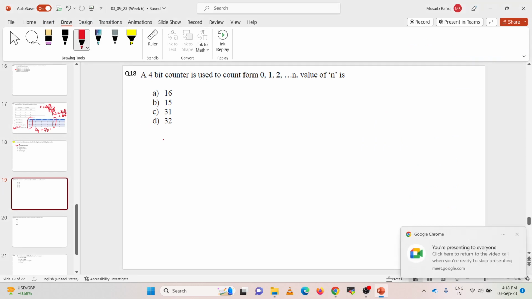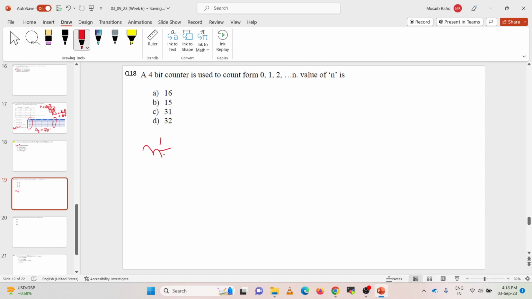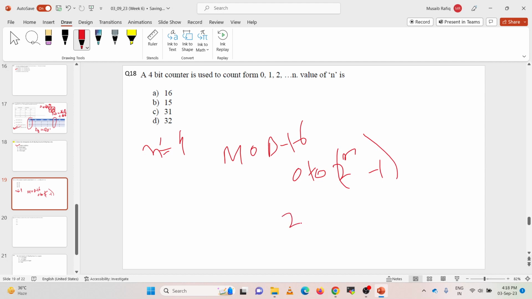A 4-bit counter. So n is equal to n dash. Let's just write n dash for sanity. N dash is equal to 4. So a 4-bit counter will be a mod 16. That is, it will count 16 states. That is from 0 to 2 raised to power n minus 1. So the maximum number it will count is 2 raised to power n dash.